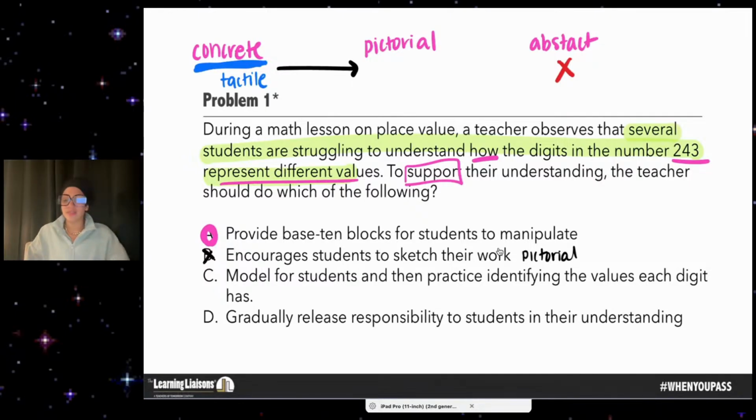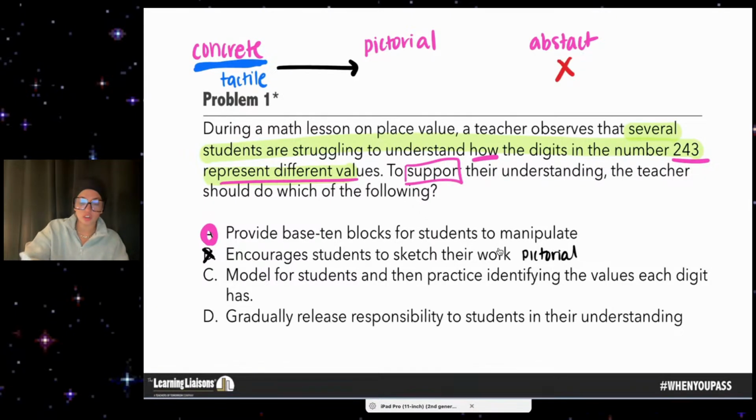Model for students and then practice identifying the values each digit has. Yes, modeling for students is a great strategy. And then practicing, it's a great strategy. But to support their understanding, we want to get them to a place of understanding, which is why we want to go back to those manipulatives. And then gradually release responsibility to student in their understanding. That's what you're already doing. And so you want to identify an actual strategy the teacher can use, like providing those base 10 blocks.